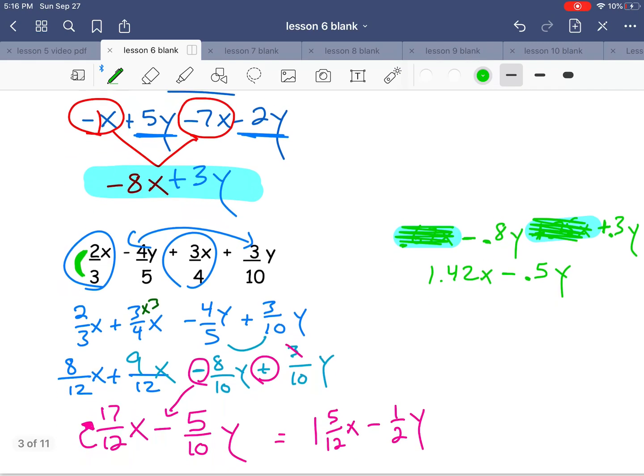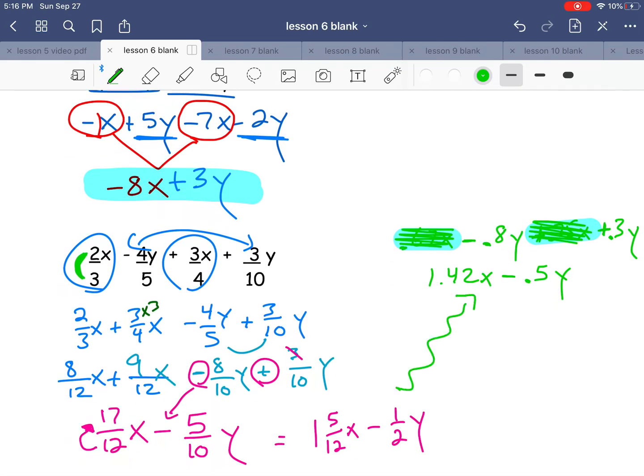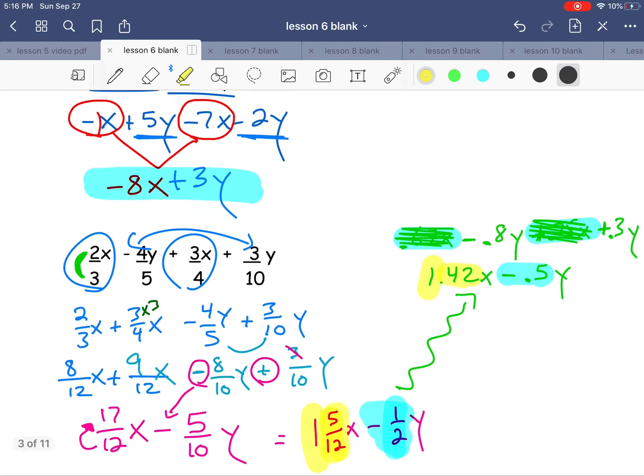Lots of practice. Now these two answers are exactly the same thing. Decimal 5 is definitely the same, right? Negative half is the same thing as negative 0.5. Also, if you divide 5 over 12, the 1 is exactly the same. The 5 over 12 is exactly decimal 42 rounded. So it's the exact same answer.